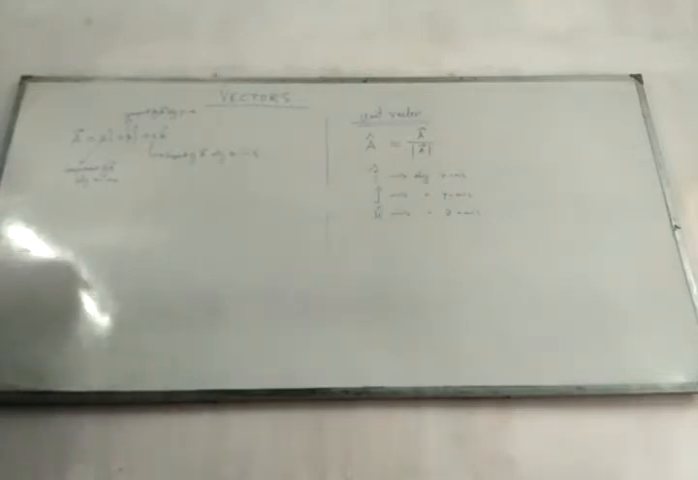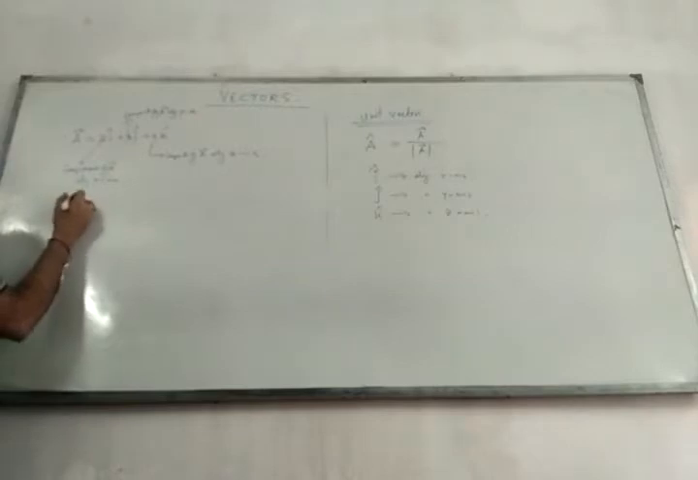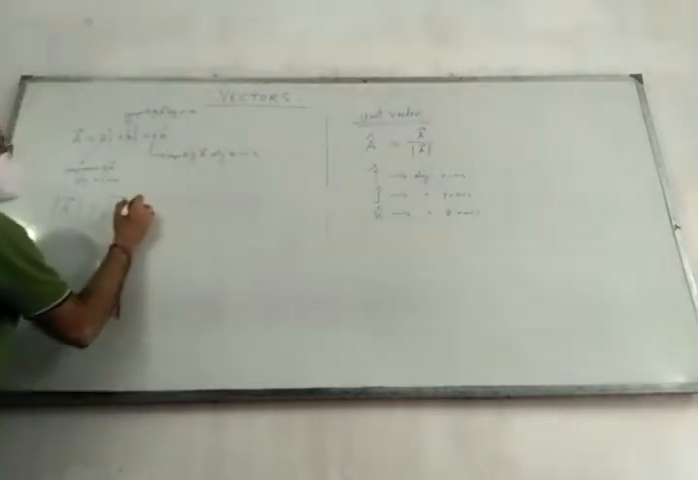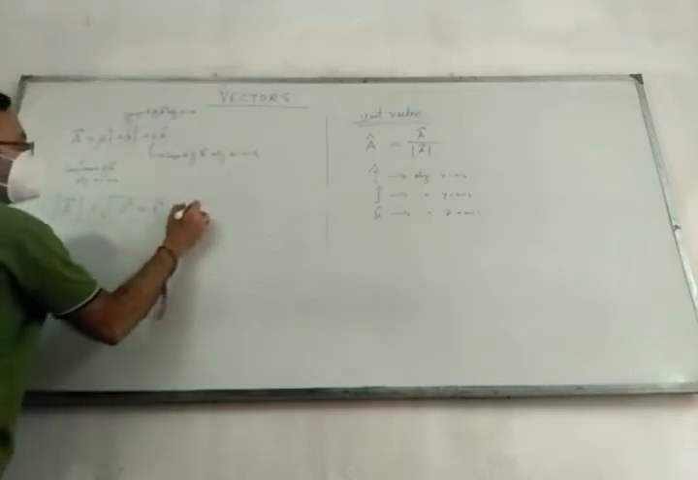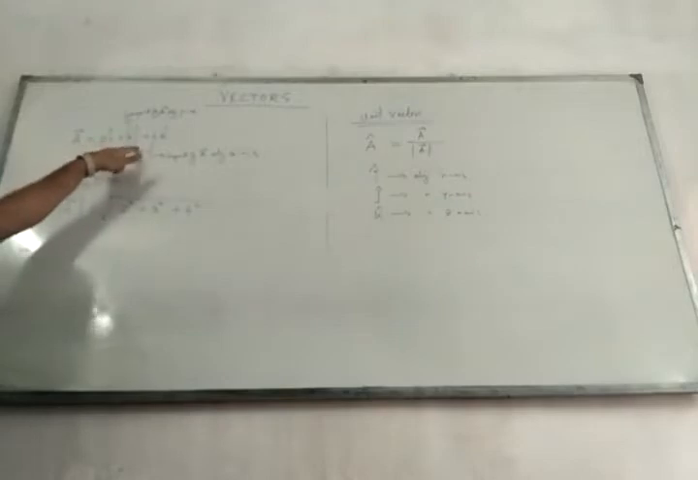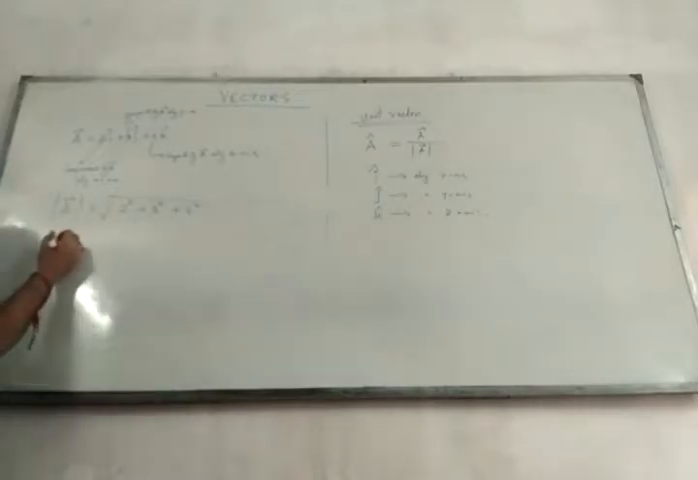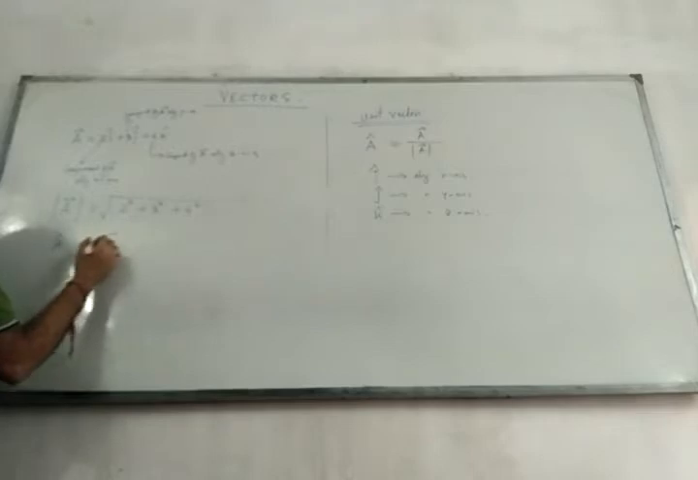Now, if the vector is given in ijk format and they ask you to find the magnitude of this vector, then the magnitude is given by the square root of 2 square plus 3 square plus 4 square. That is, coefficient of i square plus coefficient of j square plus coefficient of k square. Is that clear? And the unit vector of A, you know by definition, is vector A by magnitude of it.